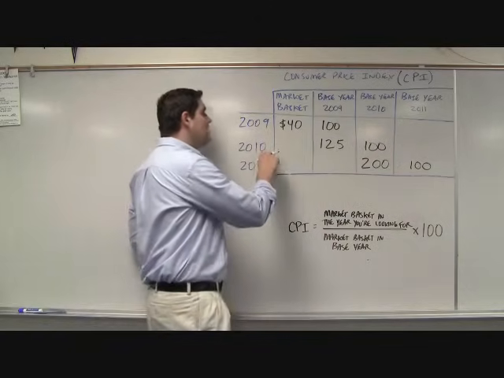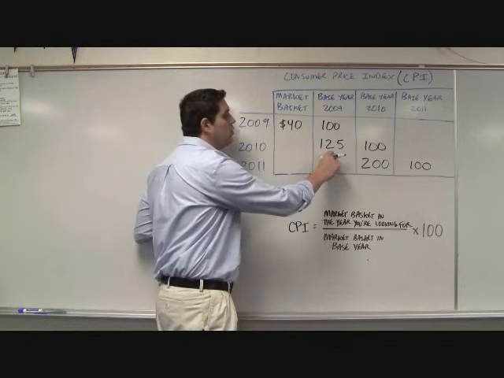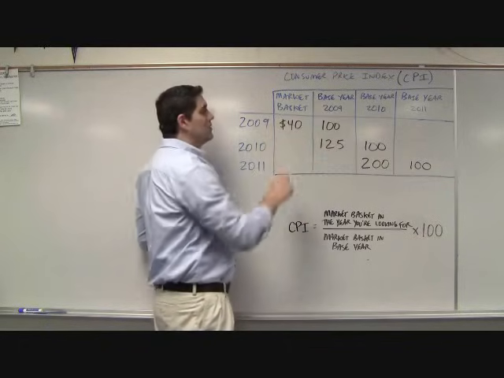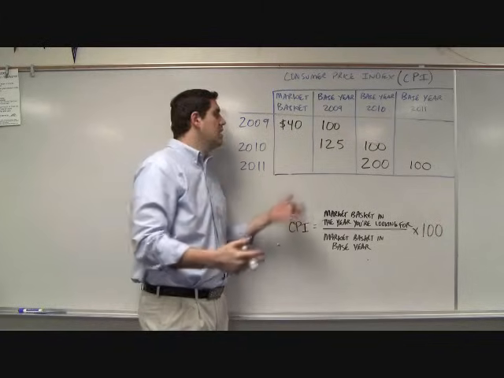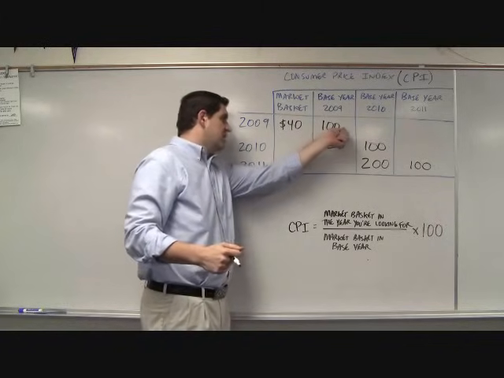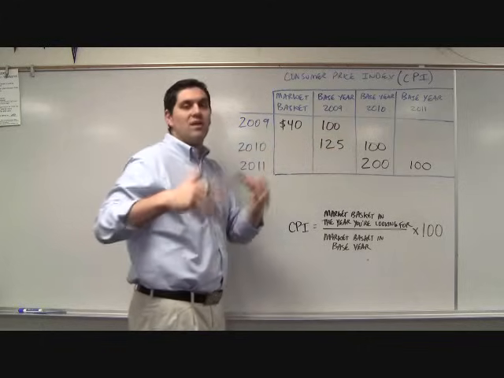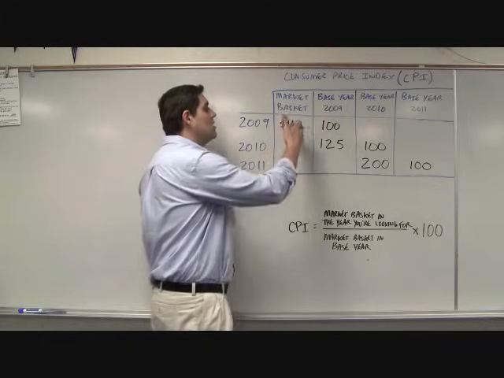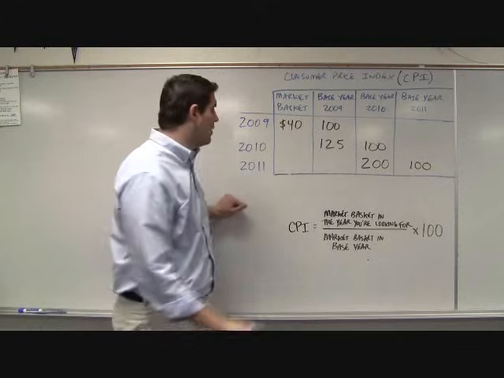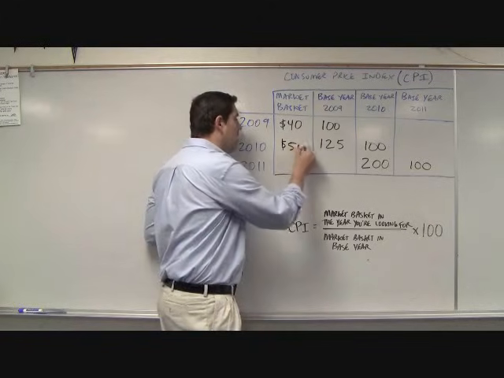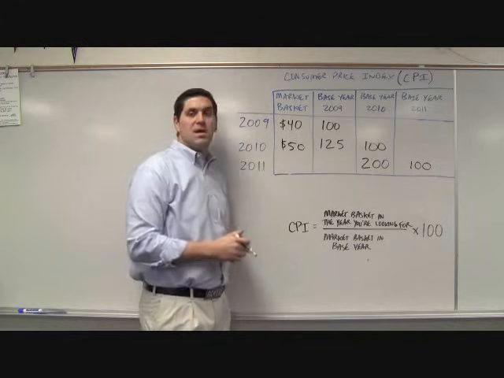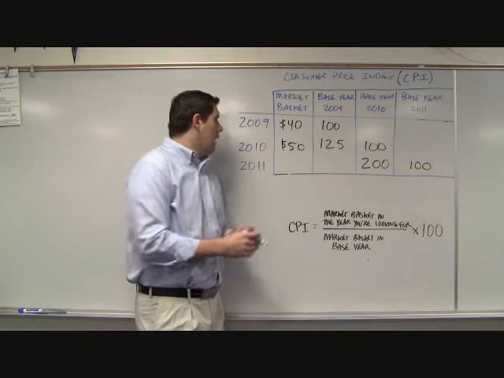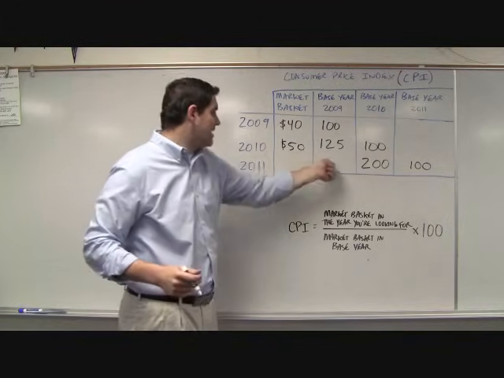So in 2010, the CPI is 125 if 2009 was the base year. What does that mean? It means prices increased 25% since the base year. So if this is the index, 100, this is 125, prices increased 25%. The question is, what's an increase of 25% from 40? The answer is 50. The market basket in 2010 is $50. It's an increase of 25%. Boom, done.